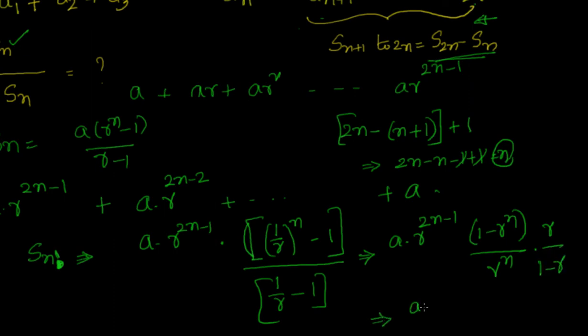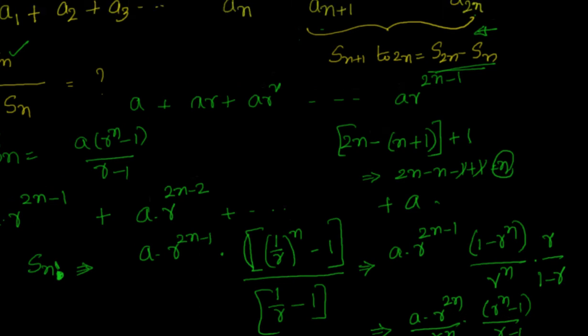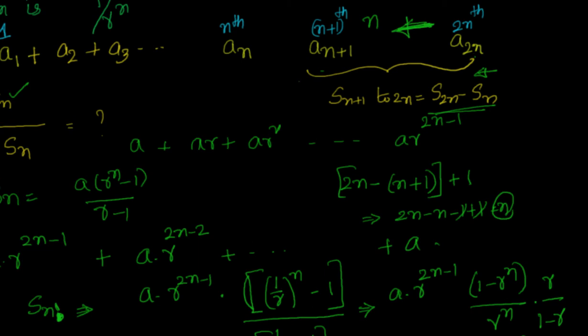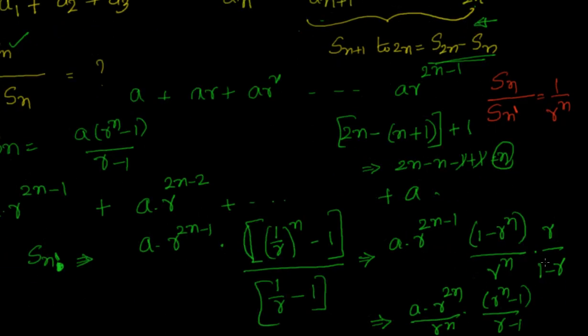This is nothing but equal to a into r to the power of 2n by r to the power of n into r to the power of n minus 1 by r minus 1. This is nothing but your second sum, whatever you want. Now you divide this by Sn, you will see that everything cancels out and you are left with 1 by r to the power of n. So what can I write now? I can say that S of n dash divided by S of n is nothing but 1 by r to the power of n, because all terms cancel out.